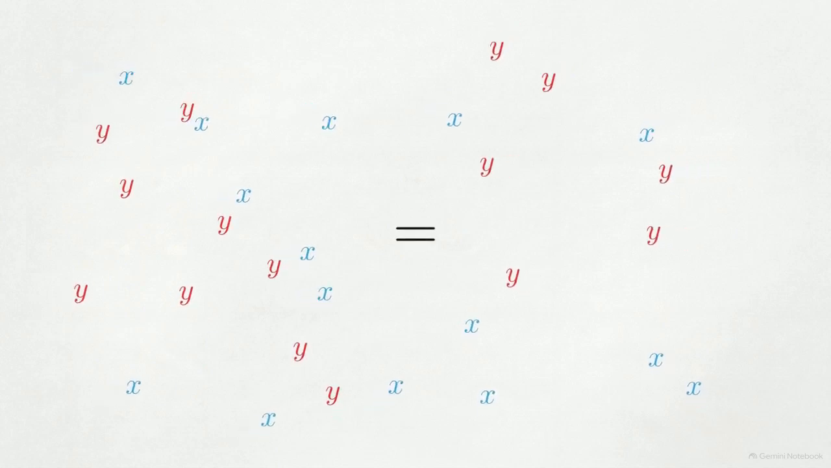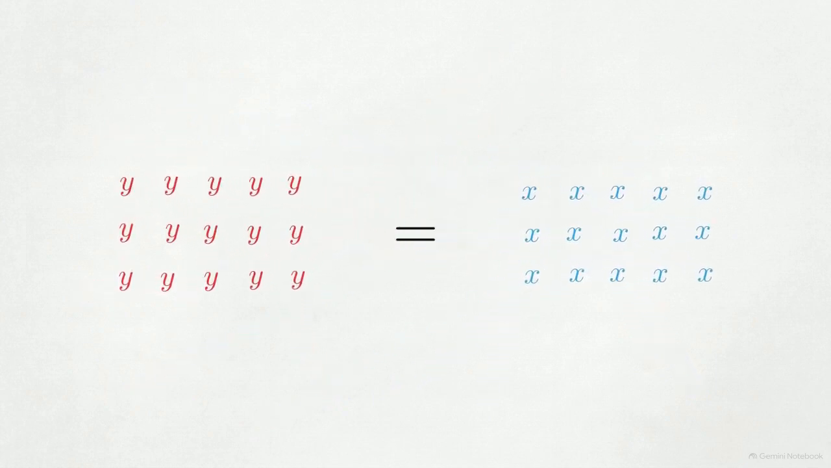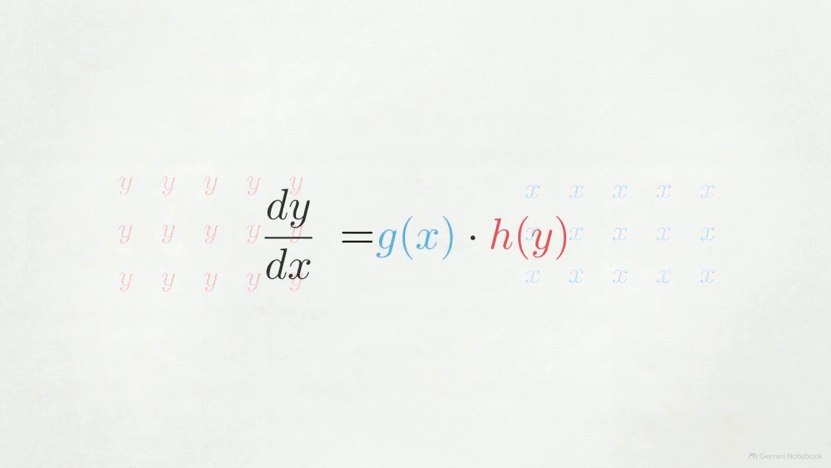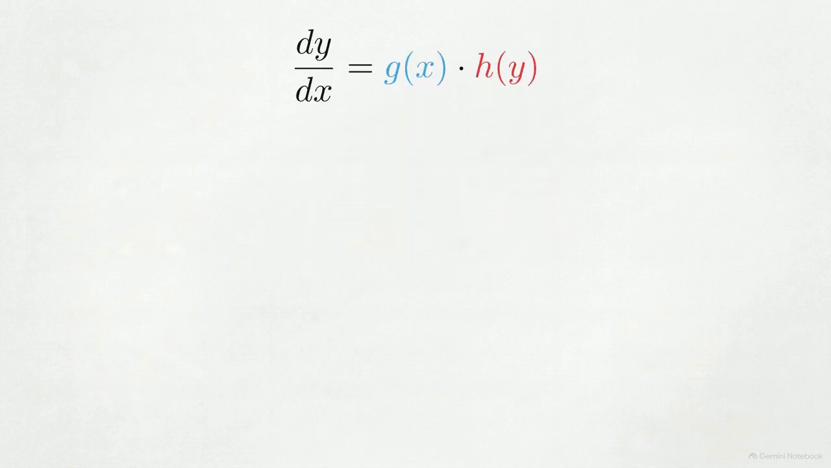A separable differential equation occurs when the relationship between variables is structured so that you can use algebra to isolate every x term on one side of the equal sign and every y term on the other. This is the generic form of these equations. The derivative equals a function of x multiplied by a function of y.